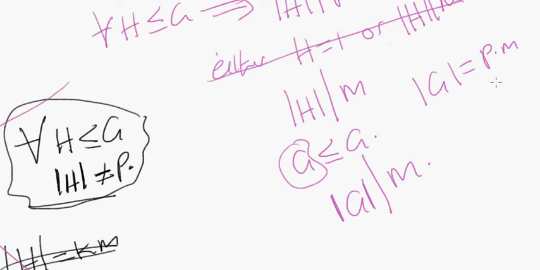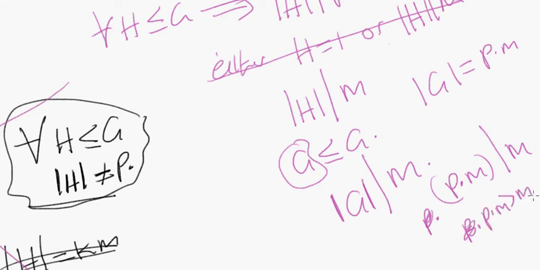So if P is a prime, right, can it be 1? Okay. So how can P times M, the order of the group, divide M? If we say the order of the group divides M, and we're saying that P times M divides M, right? But how is that possible? If P is some prime, isn't P times M greater than M? Okay. If P times M is greater than M, how can P times M ever divide M?